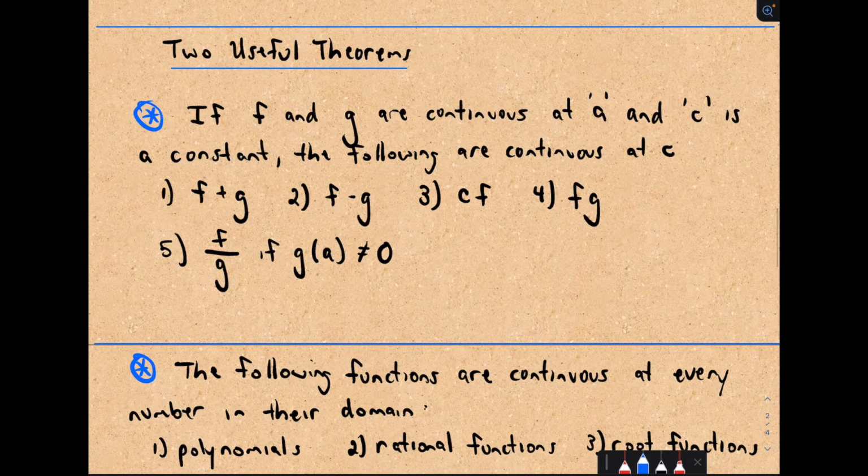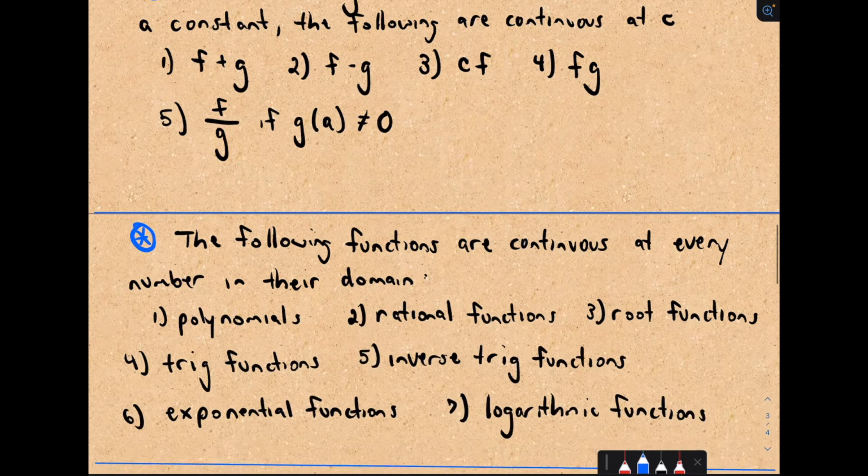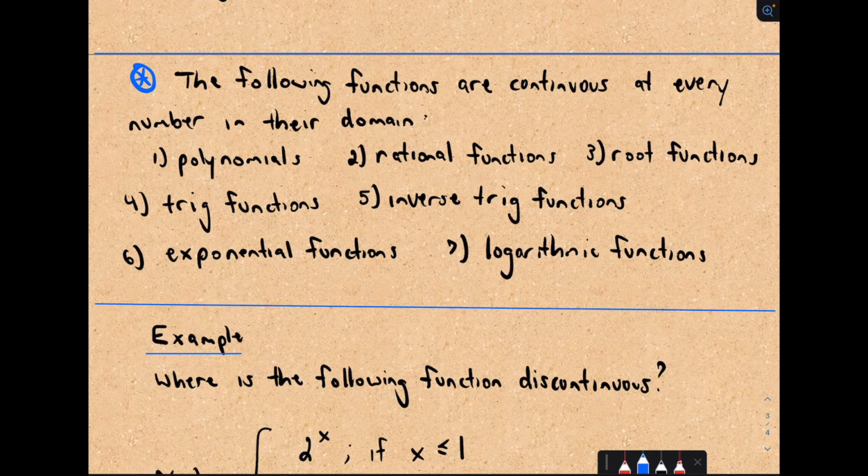So, a useful theorem: if f and g are continuous at a and c is a constant, the following are also continuous. Again, these are the rules of how we can work with things. f plus g would be continuous, f minus g, c times f, f times g, and the quotient, as long as we're not getting 0 in the denominator at that value. Another very important, useful fact: the following functions are continuous at every number in their domain, so you can read them all.